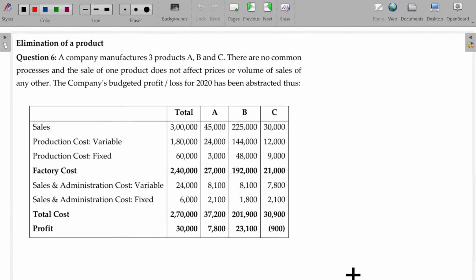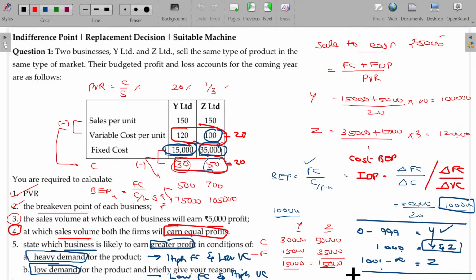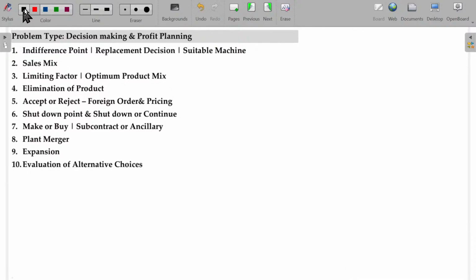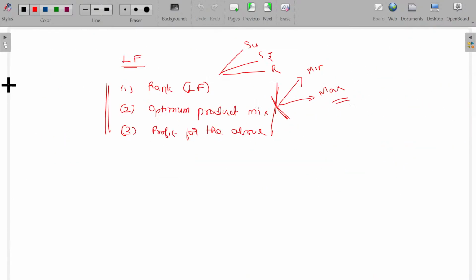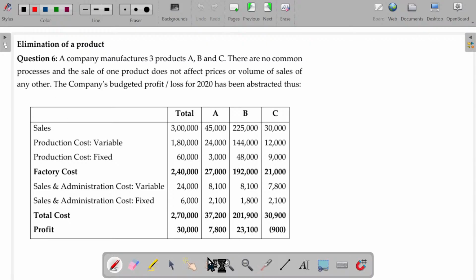Elimination of a product. So we have completed indifference point, sales mix, limiting factor and optimum product mix recommendations. Let me move on to the elimination of product case. Elimination. Question number 6.